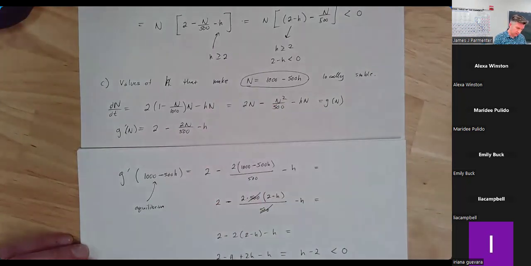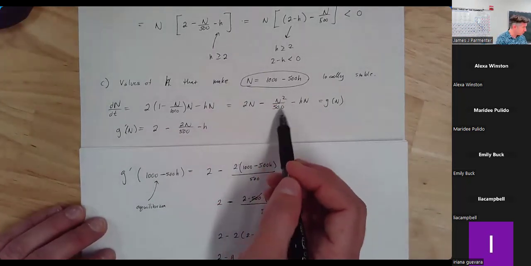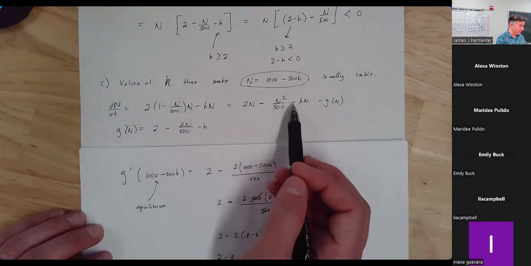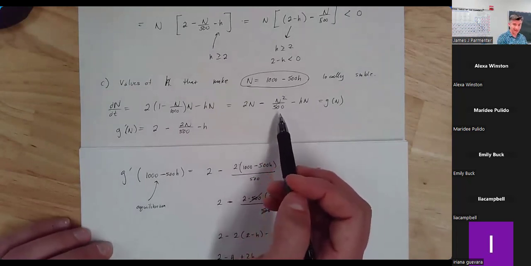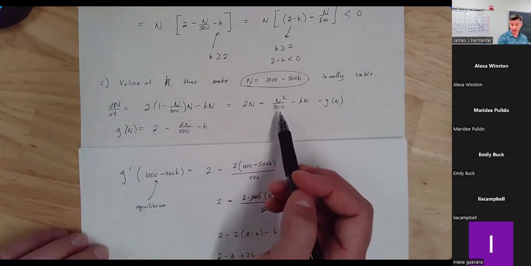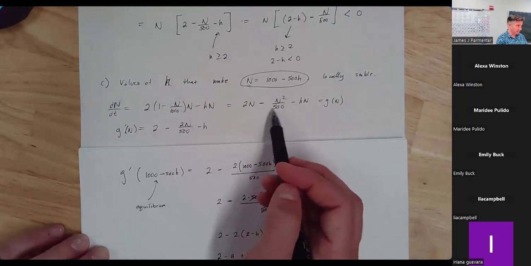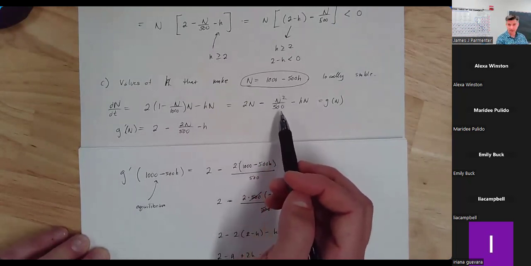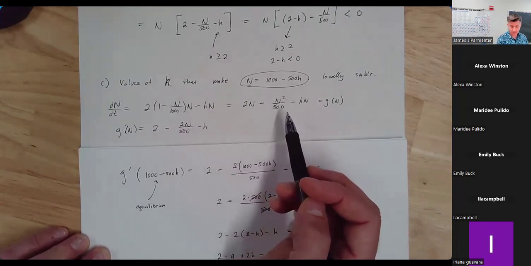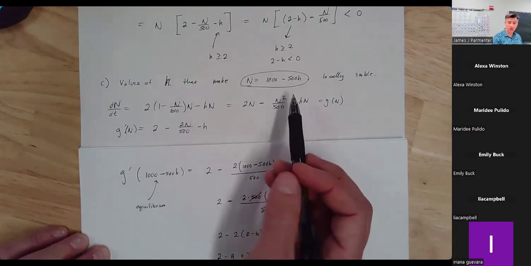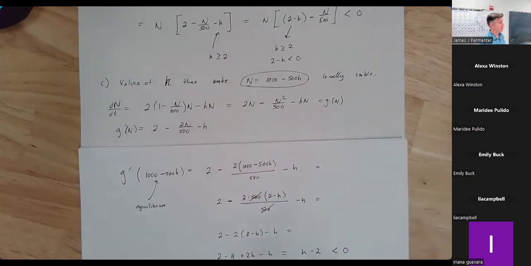And then as far as the quotient rule thing, we don't need to use the quotient rule here. Take the derivative of n squared over 500, because if you're dividing by a constant, that's just like multiplying by a constant. So you can really think of that as 1 over 500 times n squared, and the derivative is 1 over 500 times 2n. So that's what's going on there. You could use the quotient rule, but shouldn't.